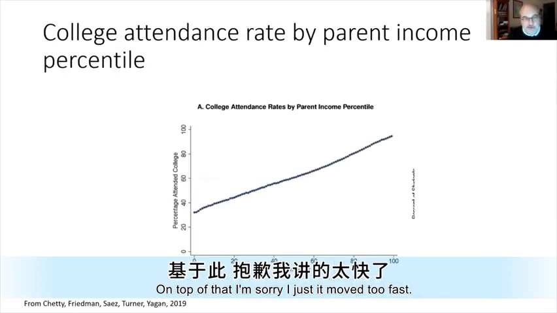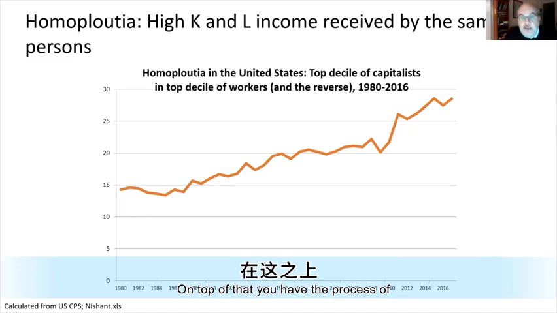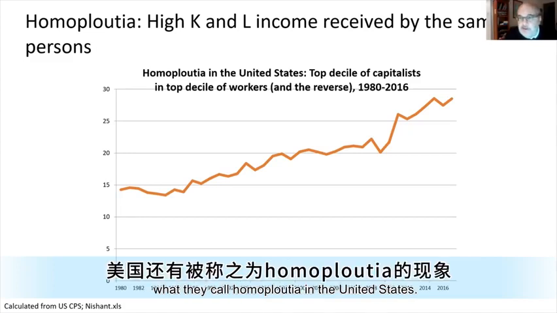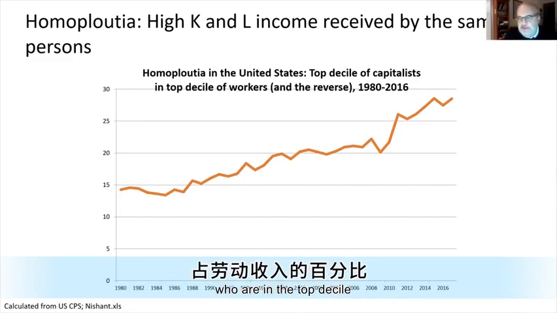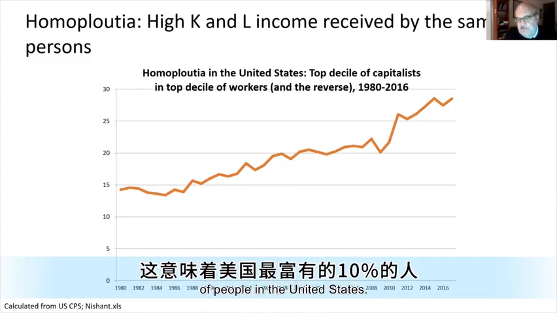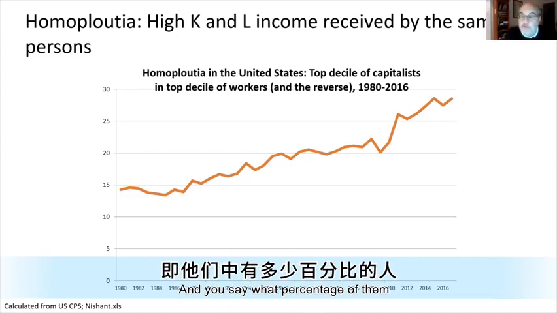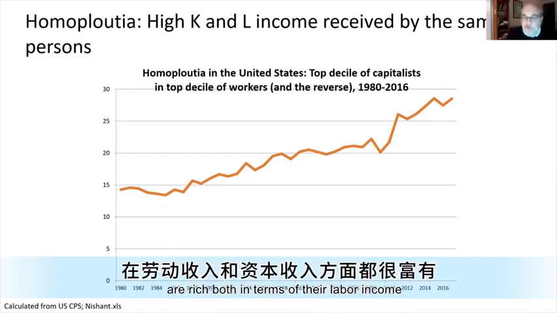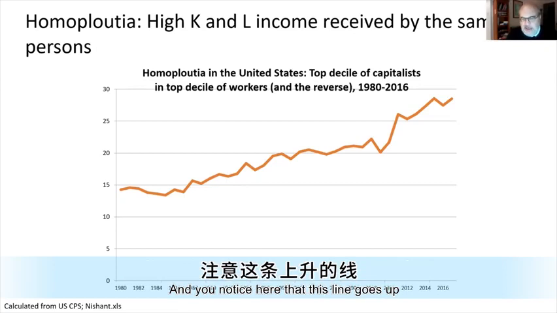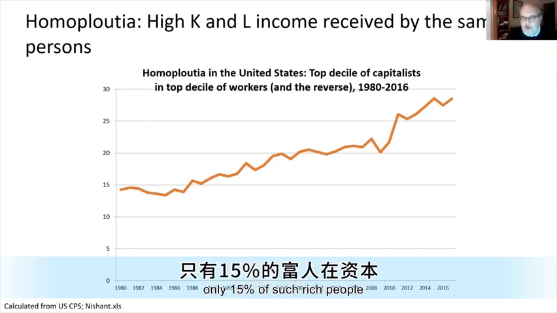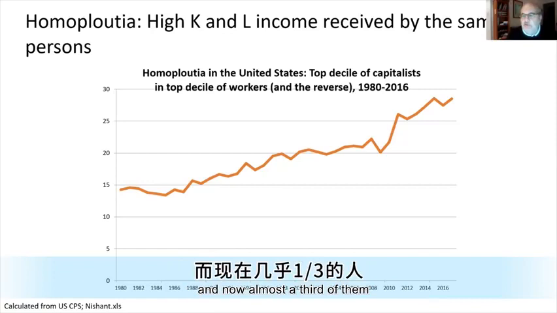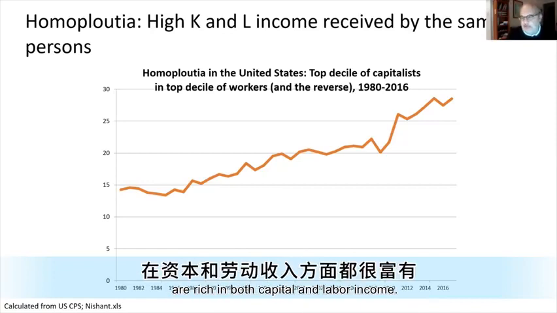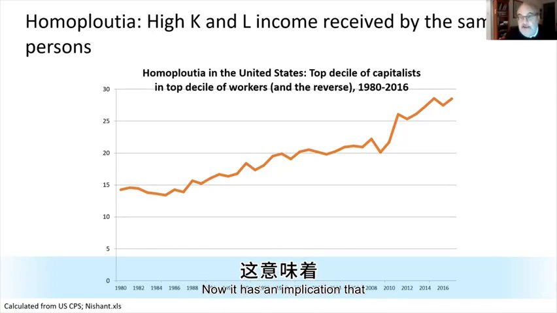On top of that, I'm sorry, it moved too fast. On top of that, you have the process of what I call homoplutia in the United States. In this slide, it shows you the percentage of people who are in the top decile, which means that you take the richest 10% of people in the United States, and you say, what percentage of them are rich both in terms of their labor income and in terms of their capital income? And you notice here that this line goes up, saying that in the past, only 15% of such rich people were also rich in capital and labor income, and now almost a third of them are rich in both capital and labor income.